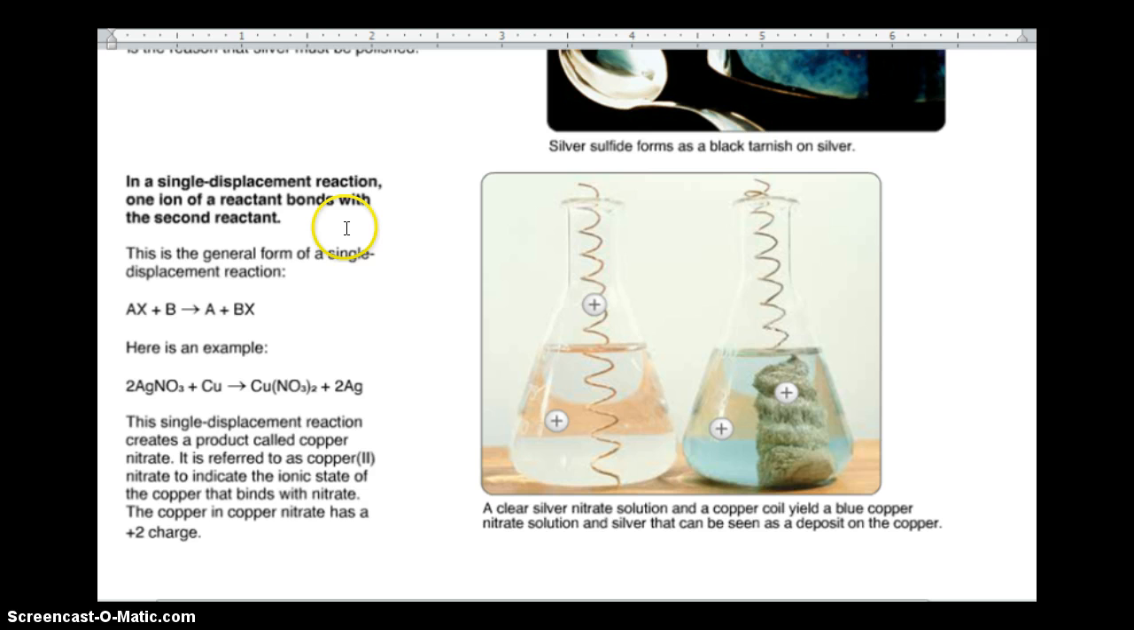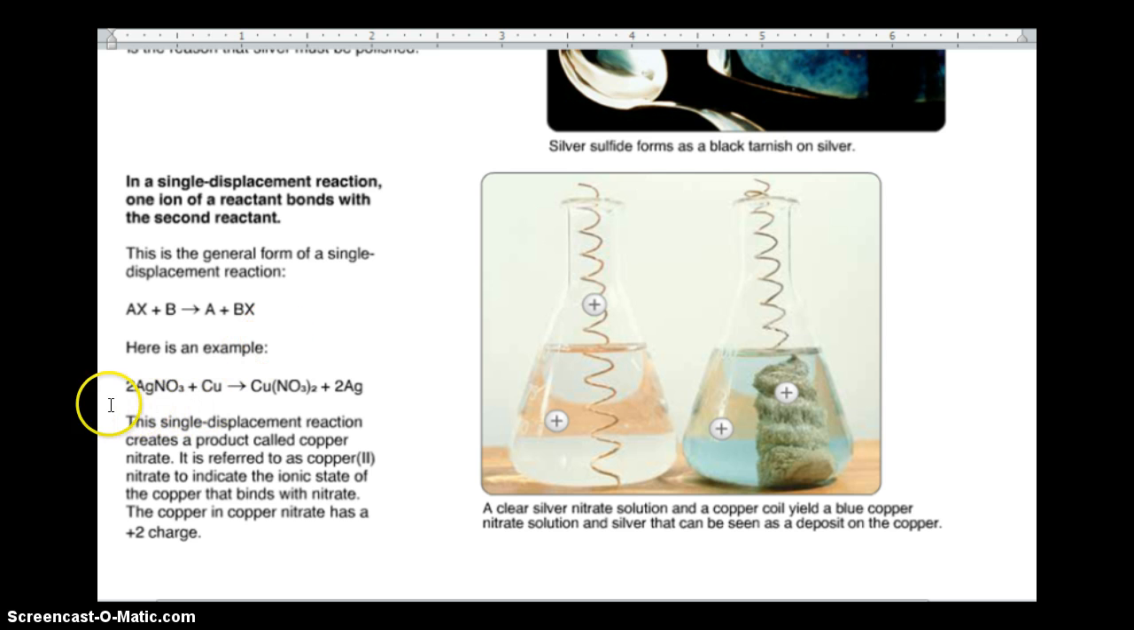All right, now let's talk about a single displacement reaction. One ion, or one thing, of a reactant bonds with the second reactant. This is the general formula of a single displacement reaction. So you have a compound and an element, and one element from the compound goes to the other reactant, and it makes that new compound.